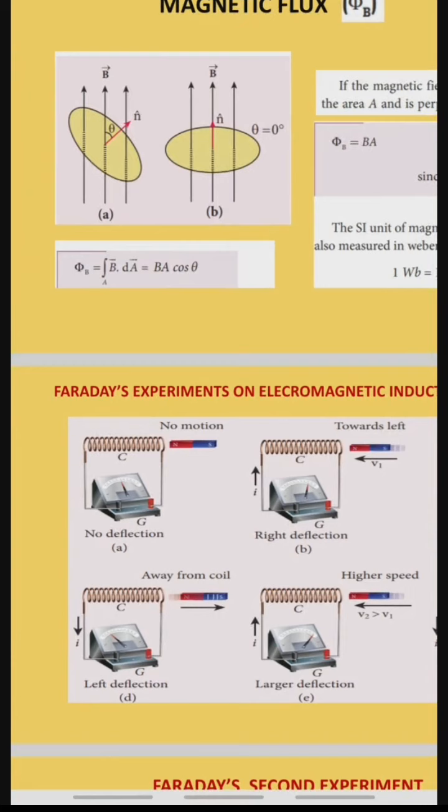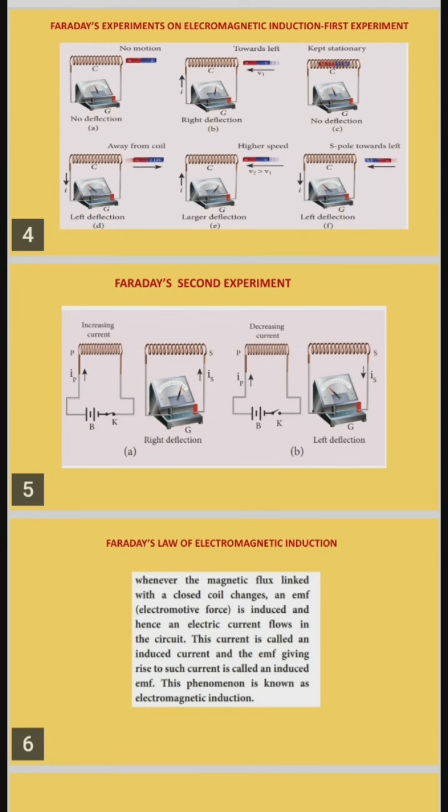Figure E. The bar magnet is moved faster. It gives a larger deflection. Why? Due to a greater current in the circuit. Faraday's second experiment.